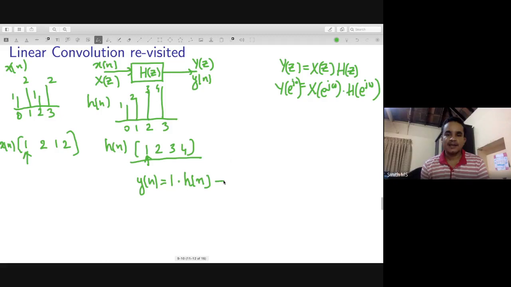So I'll add it here because this is a linear time invariant system. If you consider x[n] as individual impulses which are shifted versions, all these outputs will be added together because this is a linear time invariant system. So plus 2 into h[n minus 1], plus 1 into, we have a 2 shift version, so the output h[n] will be shifted by 2. So 1 into h[n minus 2], plus, again you have 2 here, 2 into h[n minus 3].